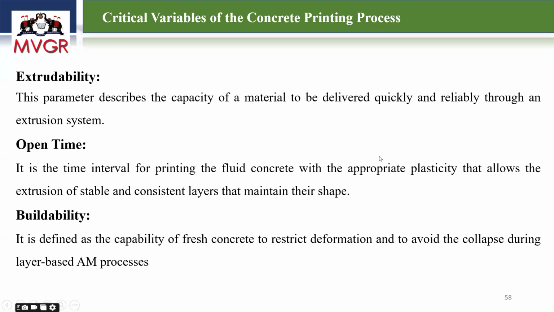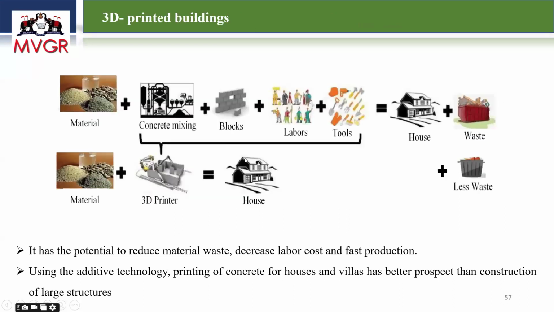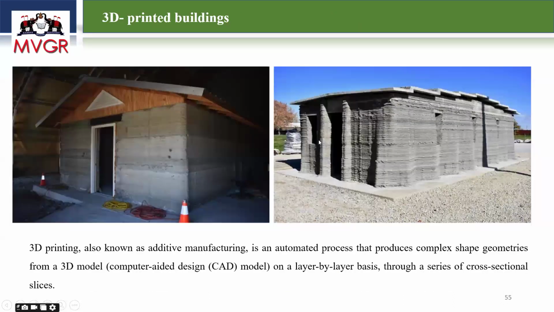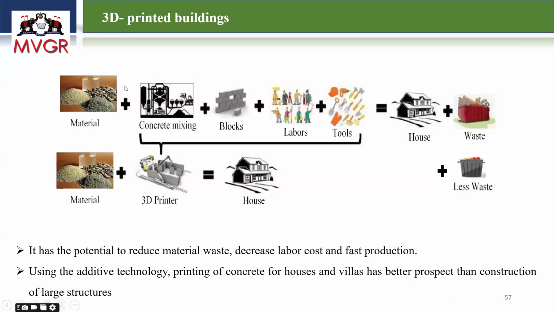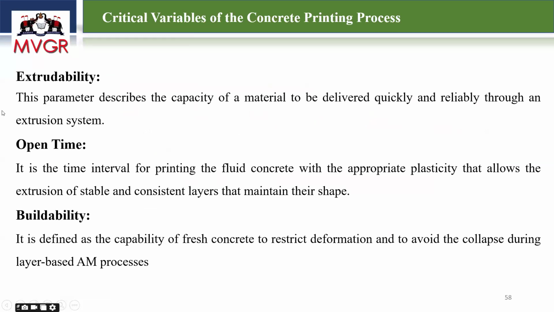So what are the parameters involved for this 3D printing building material? It should be extrudable, from the nozzle itself. What is the nozzle? If you are using this nozzle, the concrete mixture has to flow easily. If it is stuck, you cannot print it. And if it flows too easily, that is also not acceptable. So the proper mixture has to flow. It has to extrude.